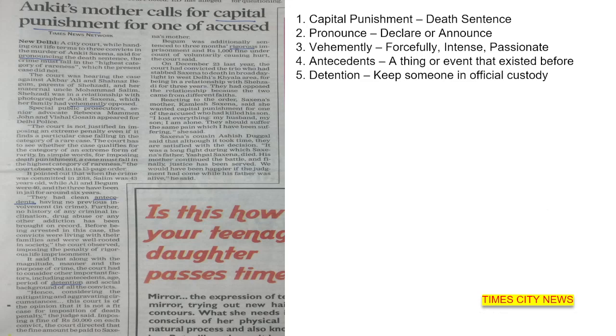And then detention. Normally the victim is detained, said that way, to keep someone in official custody; that is detention. And then again there is rigorous. Rigorous is harsh and demanding. That is, rigorous punishment has been given, rigorous imprisonment has been awarded to the fellow. That is rigorous.